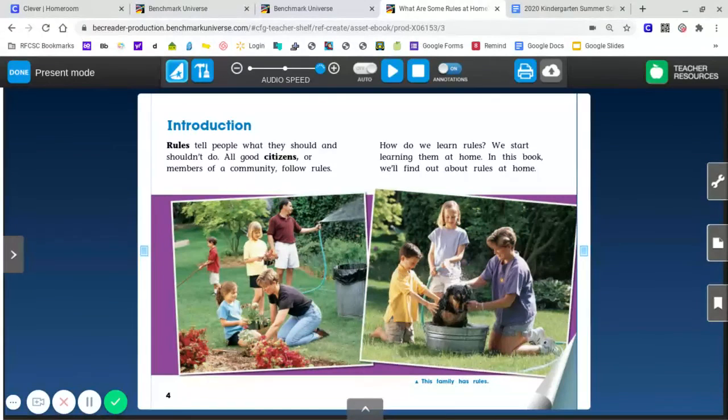Introduction. Rules tell people what they should and shouldn't do. All good citizens or members of a community follow rules. How do we learn rules? We start learning them at home. In this book, we'll find out about rules at home.